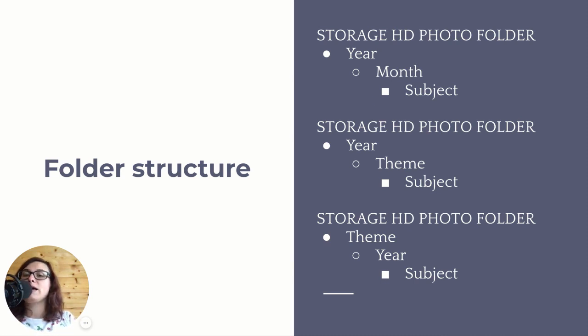Another way that you can divide your folders is, again, by year. And then underneath here, we can divide it by theme. So if for you it's not easy to remember what month you shot that particular cake, but it's easier to remember that it's a cake, then what you can do is divide it by year and divide it by theme. So cakes, pastas, meat, vegetarian dishes.